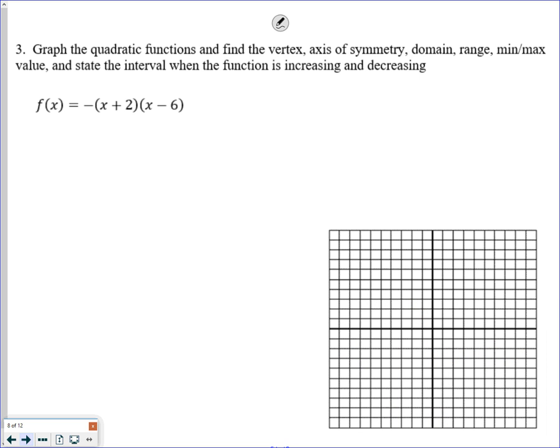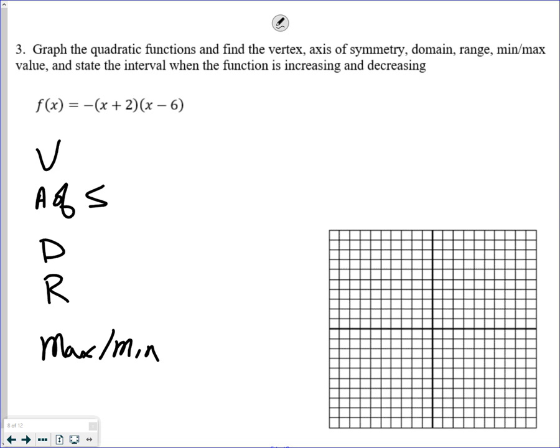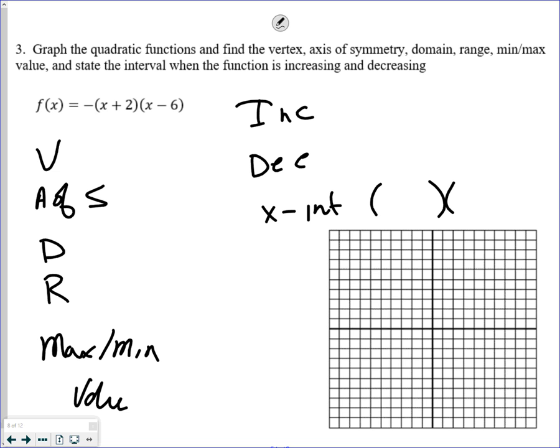Intercept form. Again, same questions now. Vertex, axis of symmetry, domain, the range, max or min, max or minimum value. I'm going to abbreviate to increasing, decreasing, and there's a throw-in question on this one as well, x-intercepts. All right, let's actually start with the x-intercepts.